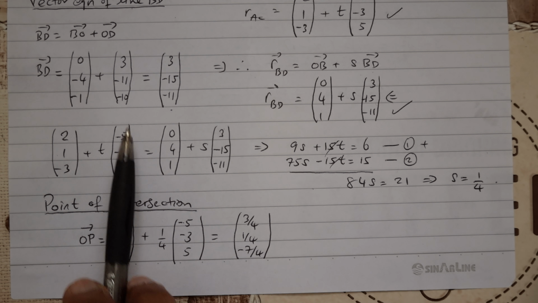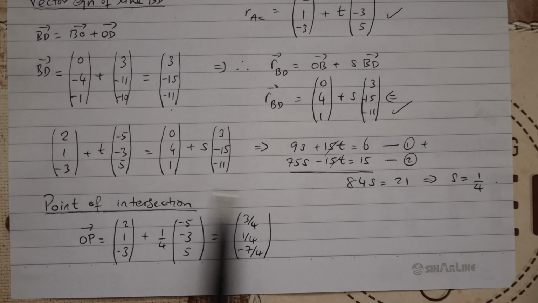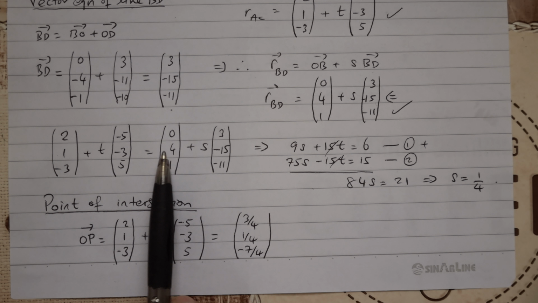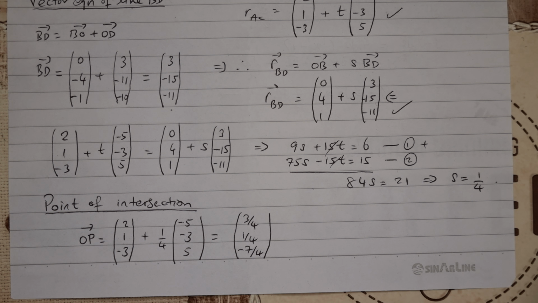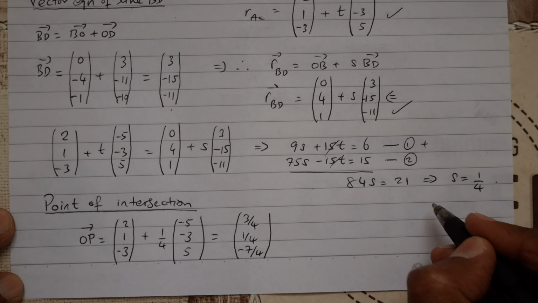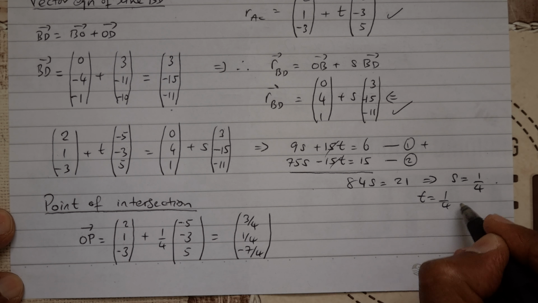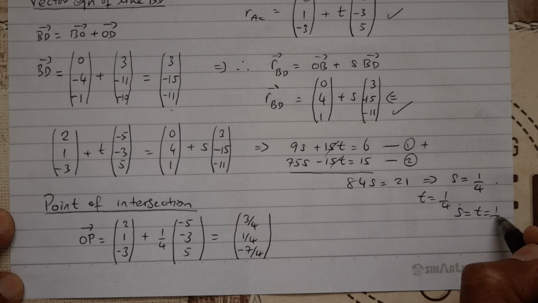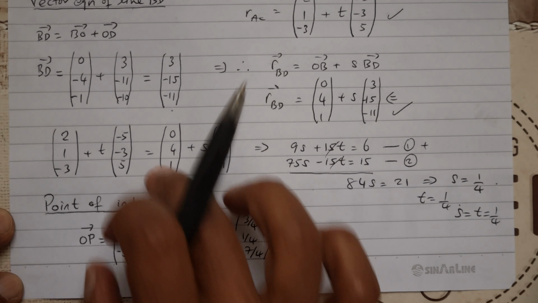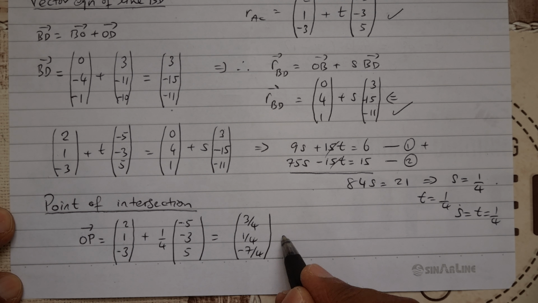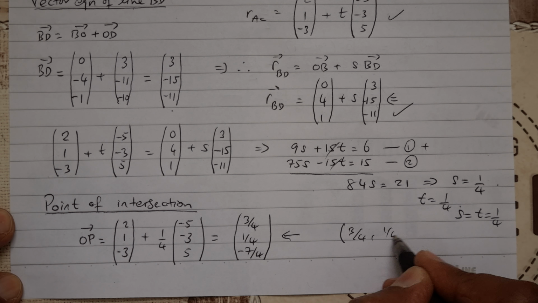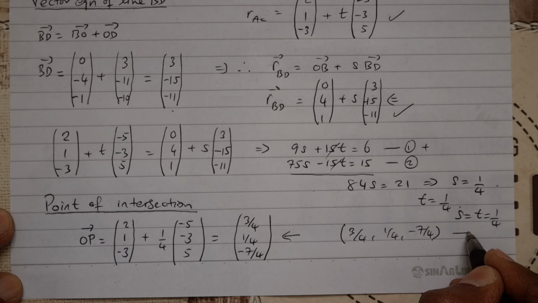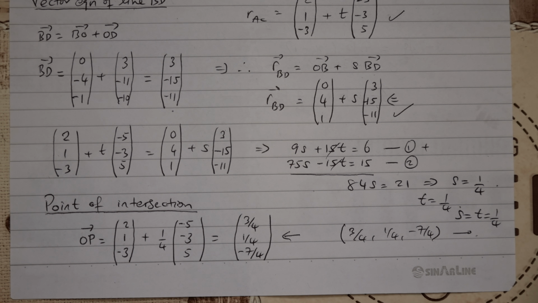Therefore, I can substitute the 1/4 into any of the above equations. In our particular case, maybe I can take this one here. If you were to find t, you can substitute t into this one. Basically, t is going to be equal to 1/4 as well. So s is equal to t is equal to 1/4. Substituting into any of those equations, you should get the point of intersection, which is (3/4, 1/4, -7/4). Here we are for part B of the question.